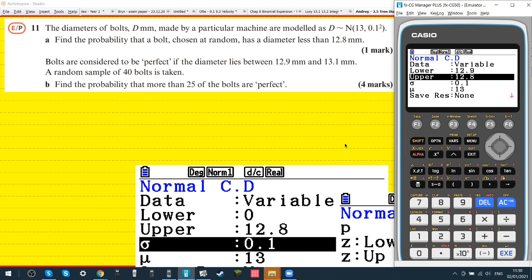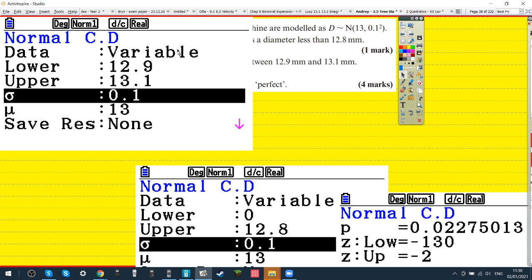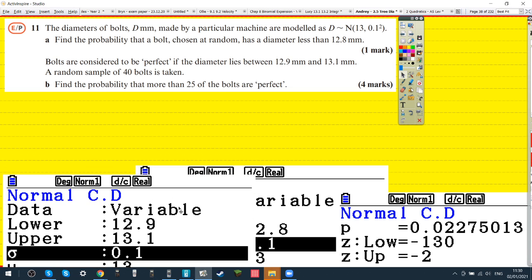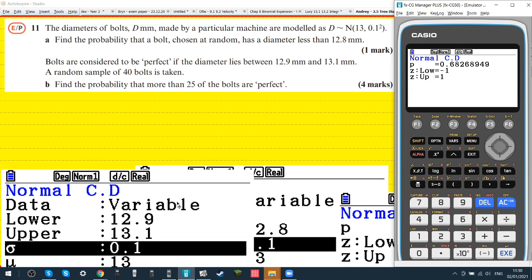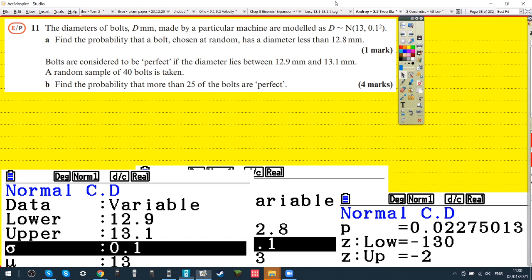When are bolts considered perfect? When they're between 12.9 and 13.1. So what's lower, what's upper? 12.9 lower, 13.1 upper. Yep. So that's what we're doing. And so I got probability is 0.68. So that's the probability that a bolt is perfect, between 12.9 and 13.1.